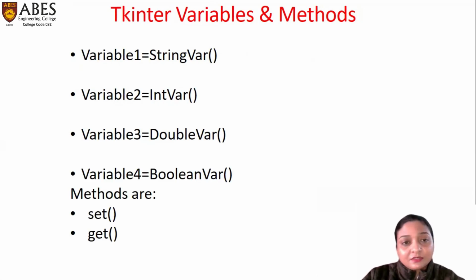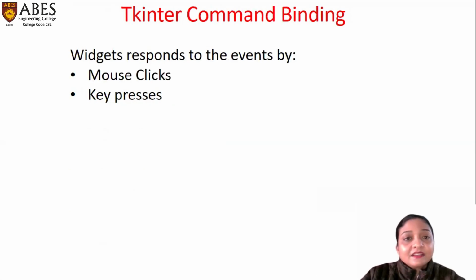Next is Tkinter variables and methods. There are several variables used to store these kinds of data. First is string variable, integer variable, double variable, and boolean variable. And the methods which are used in Tkinter are set and get. Tkinter command binding: widgets respond to events like mouse clicks and key presses. So these things we will discuss in Jupyter Notebook.